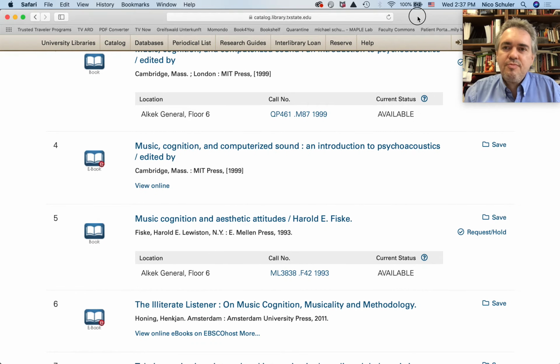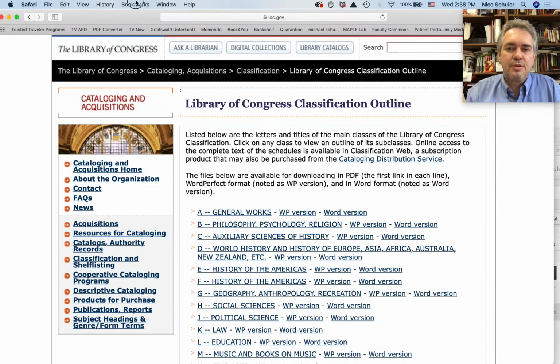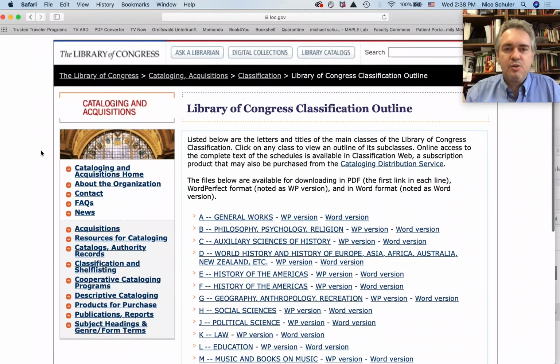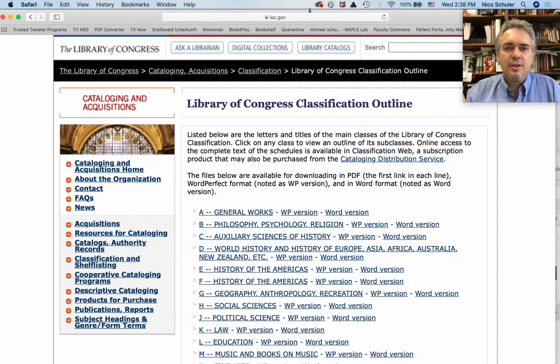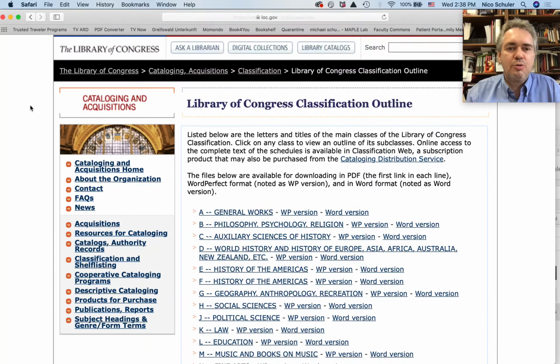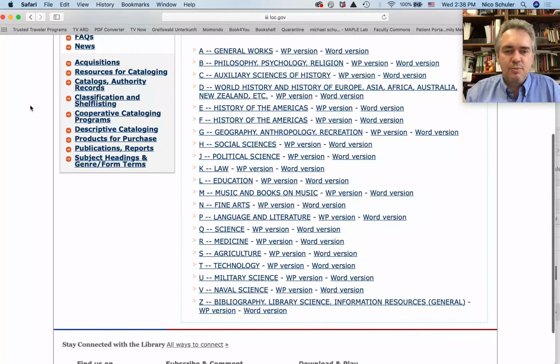So if you simply Google Library of Congress classification, then you will find this website. So this is on the Library of Congress website, loc.gov. LOC stands for Library of Congress. Well, it's easier probably to Google it. But here's an overview of the classification system, and I want to look at M for music and music books.